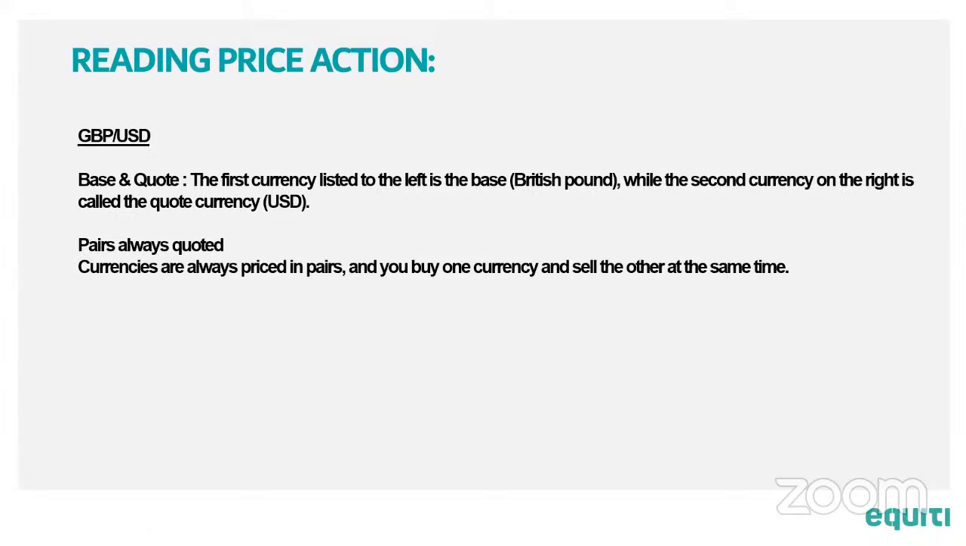Now, reading price action, the GBPUSD, like I said again, base and quote currency. The first currency listed on the left is the base, the British pound, while the second currency on the right is called the quote currency, USD. Currencies are always priced in pairs, and you can buy one currency and sell another simultaneously at the same time.